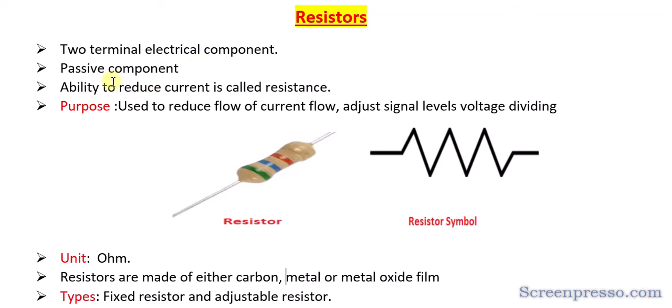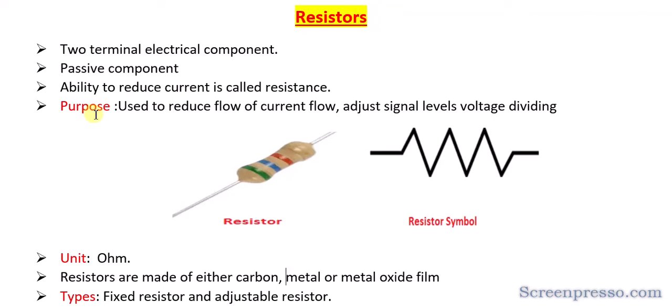Okay. So next, what is the main purpose of a resistor? The ability to reduce current is called resistance. In any circuit which we want to analyze, if the current is continuously flowing, at some point of time we require it to be controlled. In that situation, reducing current is very important, and this property is achieved by using resistors.